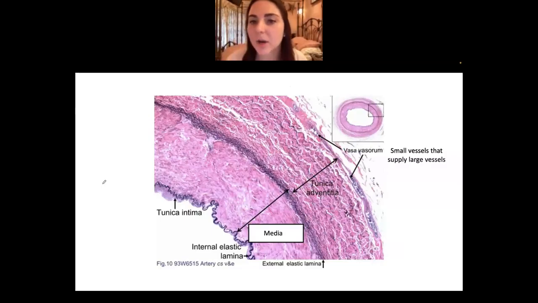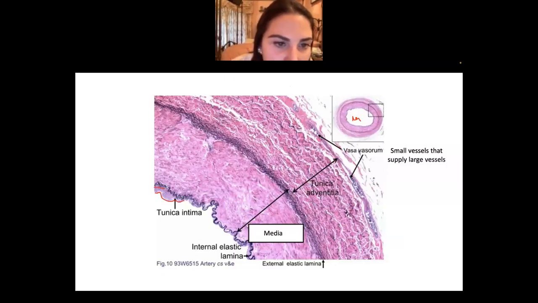Here's a picture of a histo version of it, and I like this because you can see the vasa vasorum in it. Here's the lumen in the middle. When the lumen is in the middle, that's where the endothelial lining sits. So the intima is the one closest to the lumen, because that's where the endothelial cells are. You can't see the endothelial cells here, but it just looks like a thin layer. That's your tunica intima.